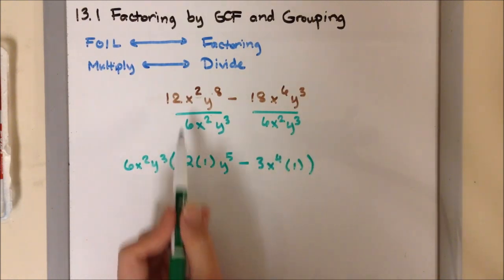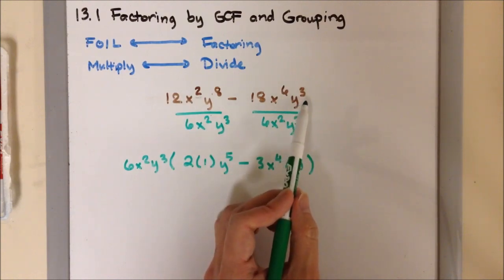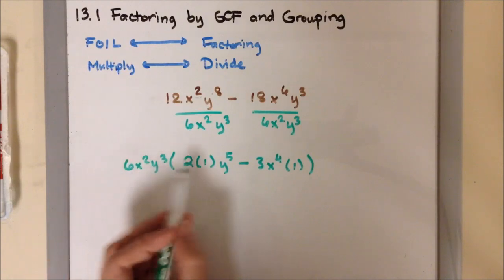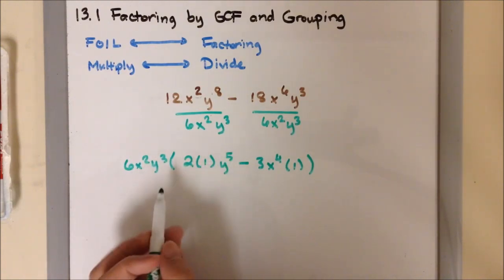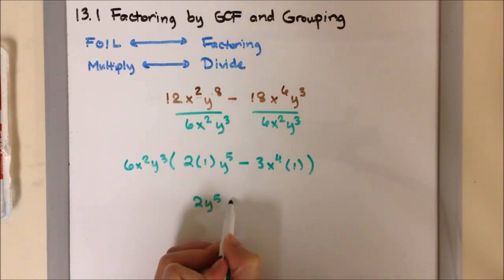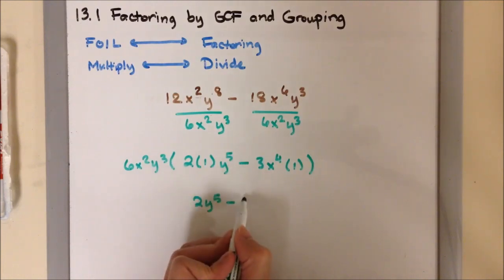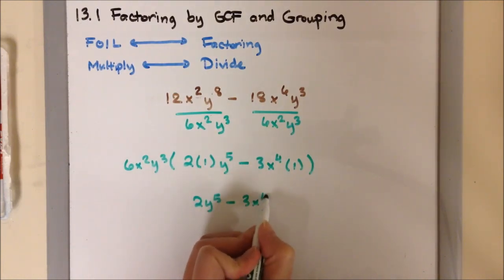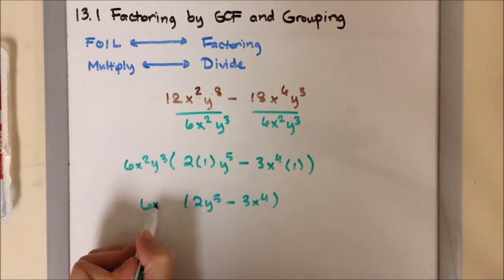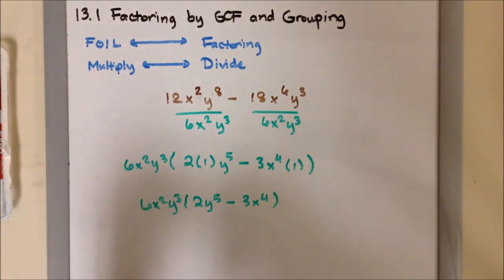So here, I actually wrote out the ones when I did x squared divided by x squared, and then y to the third divided by y to the third. So on the inside, I'm simplifying. 2 times 1 times y to the fifth is simply 2y to the fifth, minus 3x to the fourth times 1 is simply 3x to the fourth power. And then here's my GCF, 6x squared y to the third. So there's our final answer.